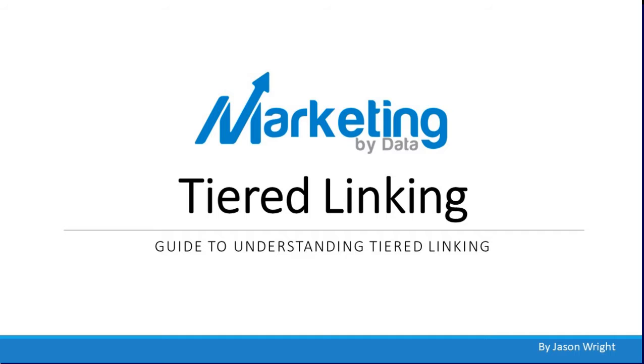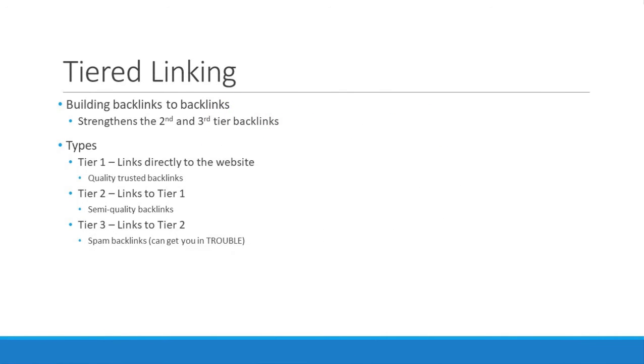Alright guys, this is the video on tiered link building, your guide to understanding building tiered links. Tiered linking is building backlinks to backlinks. What you're trying to do is build the authority around your second tier backlinks, which builds authority to your first tier backlinks, which builds authority to your website. Think of it as the link juice and how it flows to the site. We're trying to amp up and ramp up those links that we're building to the site.